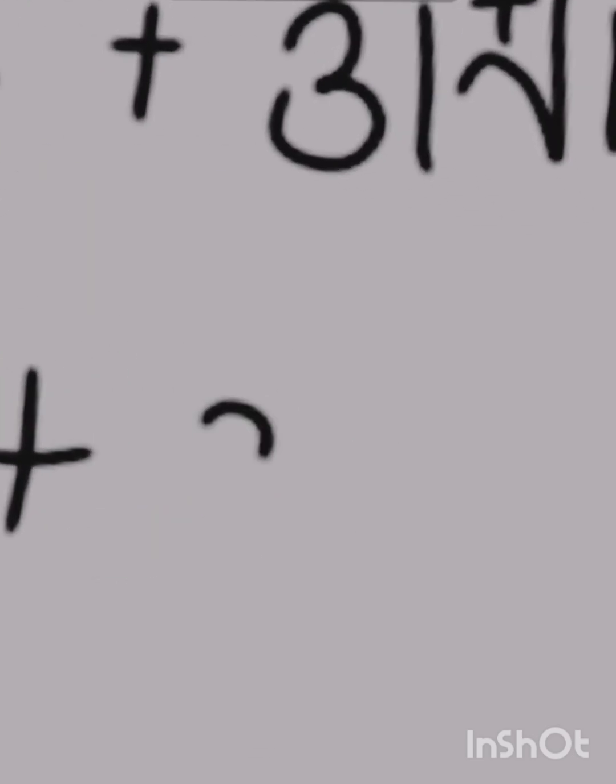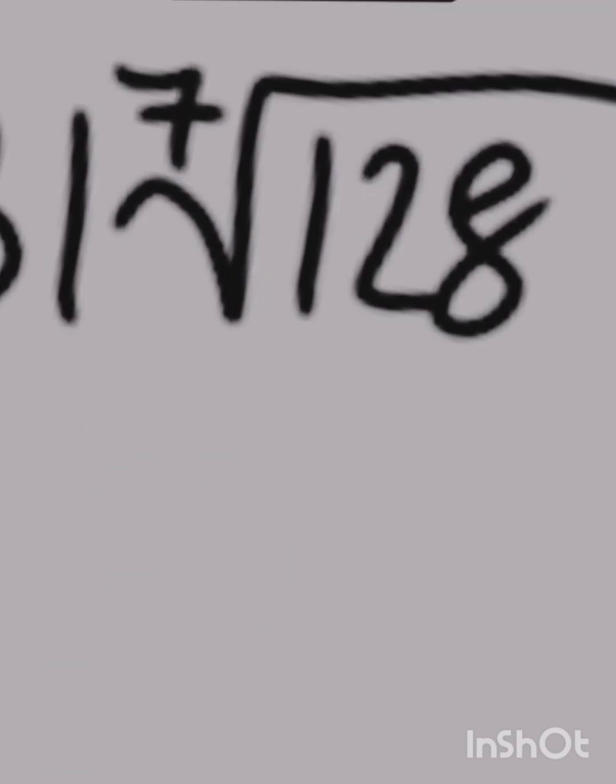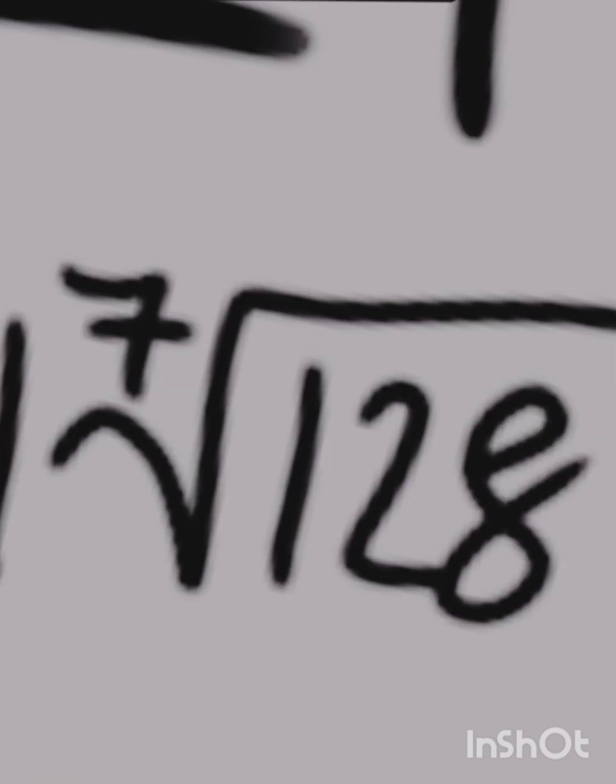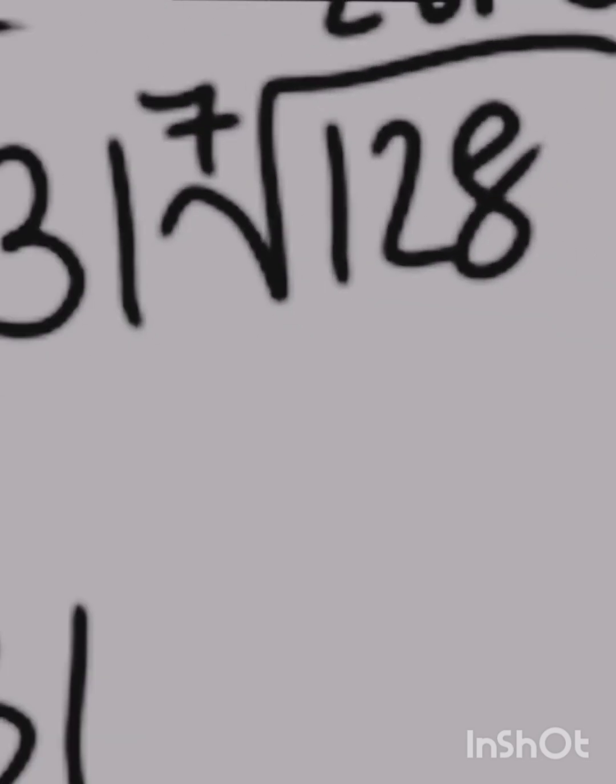Next, copy the 31. And then we have to find the seventh root of 128. What are the possible factors? The index is big again, so it's either 2 or 3. Let's see. So let's try 2.